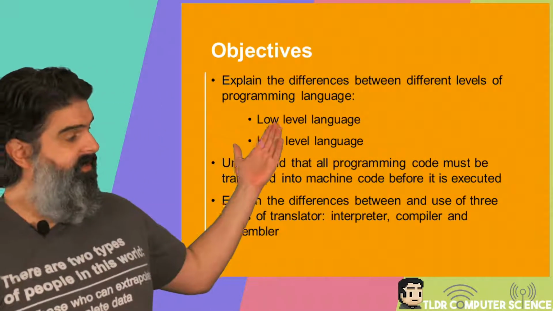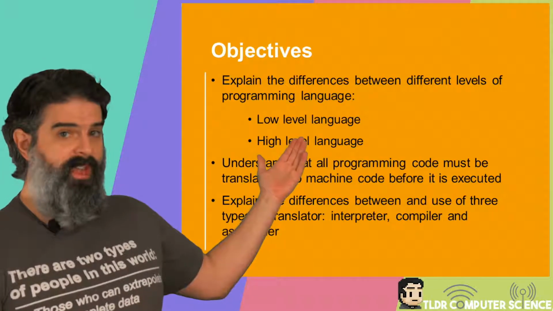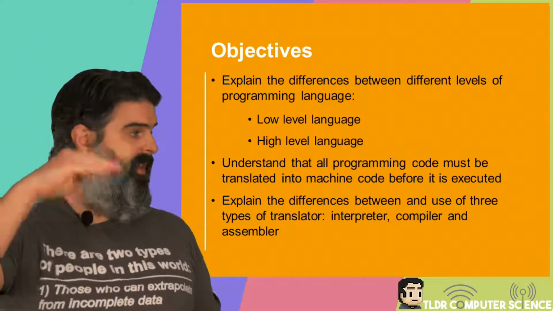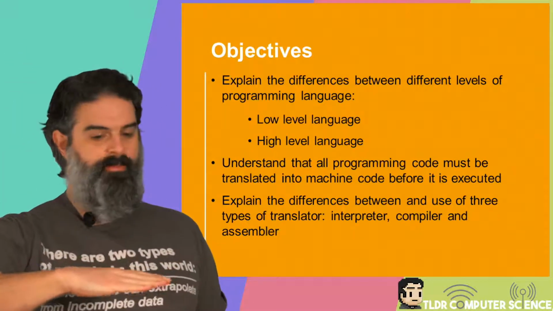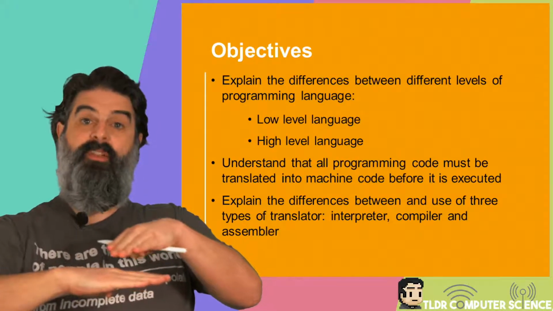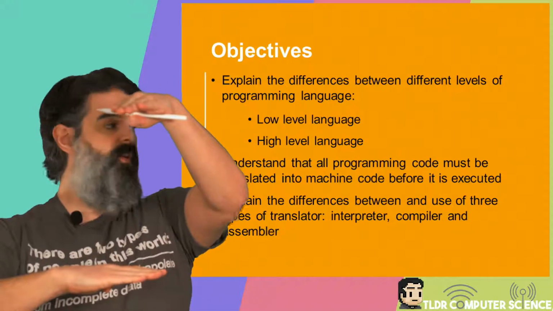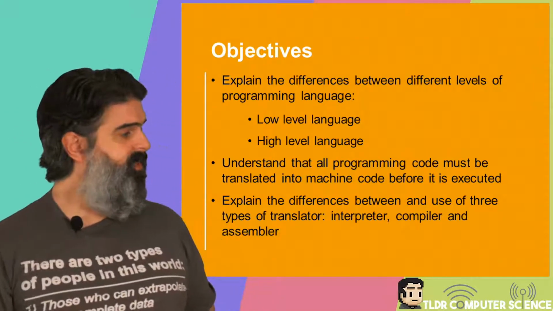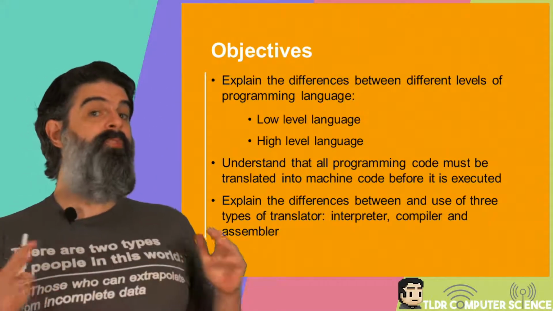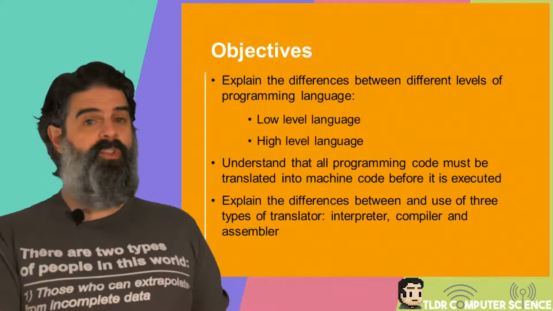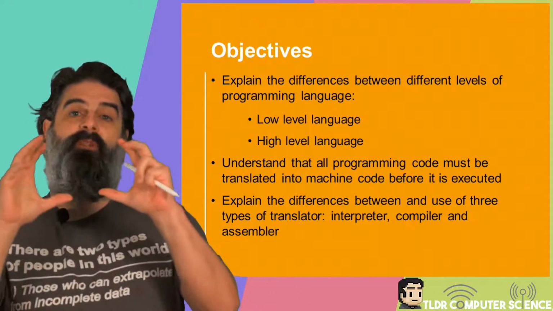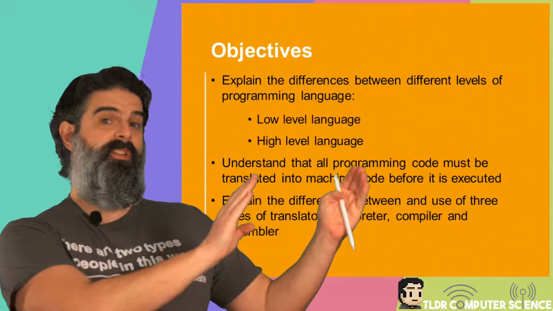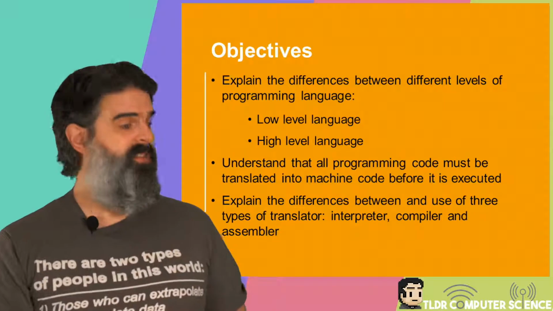We need to look at different types of programming languages, low-level languages and high-level languages. They're low and high versus the machine level. So imagine the machine level is at the bottom. Low-level languages are closer to how the machine works. High-level languages are further away from how the machine works. Understand that all programming code must be translated into machine code. So whatever you've written it in, whether Python or Java or an assembler, when it goes on the journey to become machine code, it's got to get to that same point. Ultimately, it has to be turned into ones and zeros.